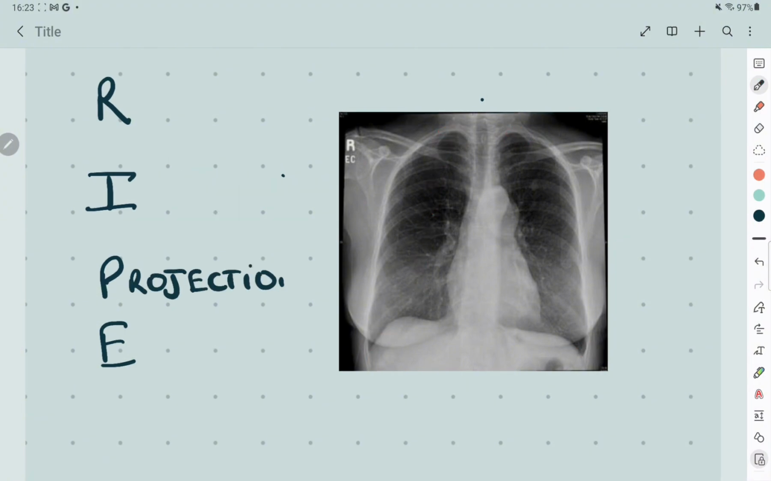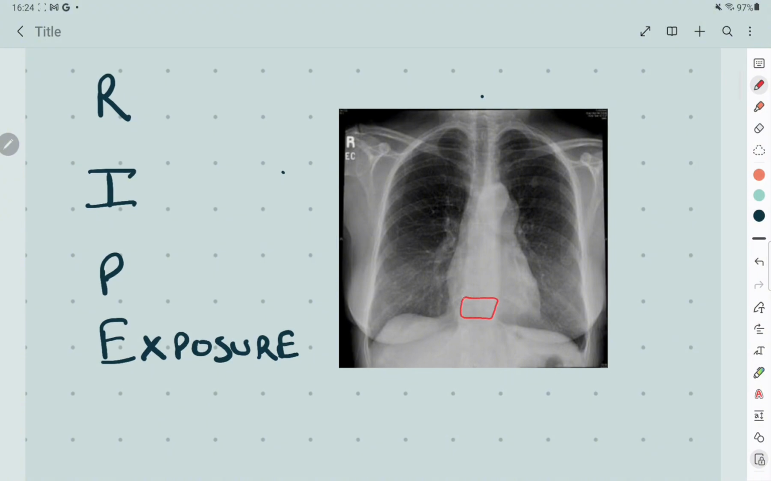P is for projection. Is it PA or AP? Posterior anterior is the standard. If there's no label, assume PA. You can check the shoulder blades. If the scapula are pushed out of the lung fields, it is a PA film. An AP film will artificially magnify the heart size. E is for exposure. Check the penetration. You should just be able to see the lower thoracic vertebrae faintly behind the shadow of the heart.